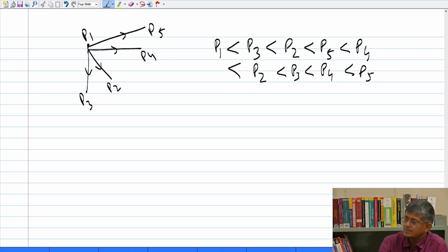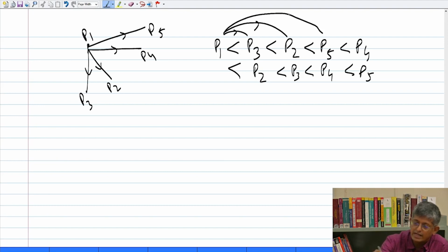But you must ensure that, see, P1 is before P3, right? P1 is before P2 in the graph, right? So the edge is oriented in the correct direction. Look at P2, P5. P2 is before P5, but the edge doesn't even exist in the graph. That is legal, that is okay for me. Therefore, the partial order, the linear order, must respect the edges given in the DAG.